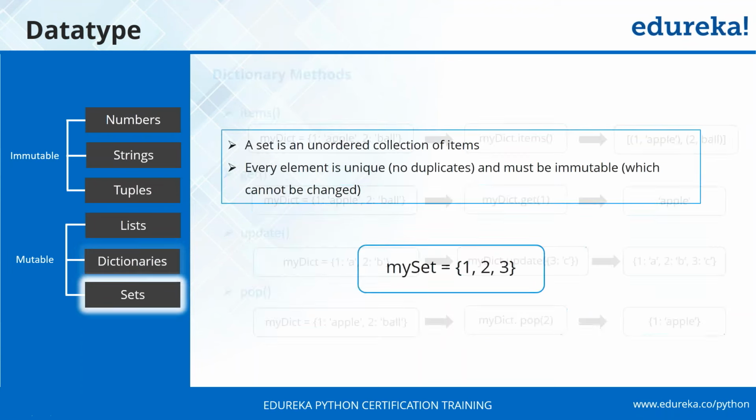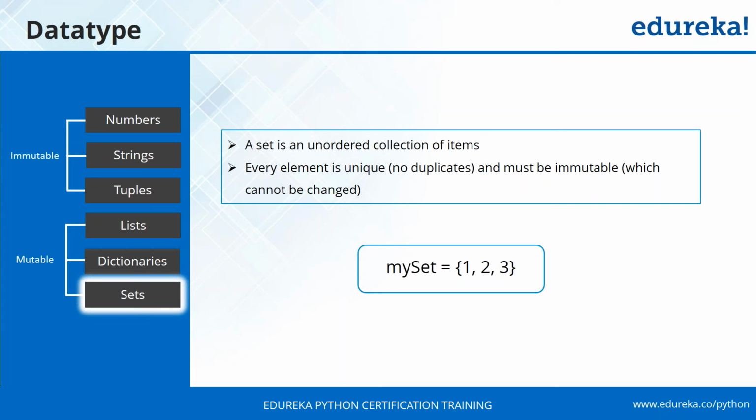Now after dictionary we have sets. A set is basically an unordered collection, but the thing here that makes set a separate data type is that you cannot have duplicate elements present in a set. That is, a set can have only unique elements.